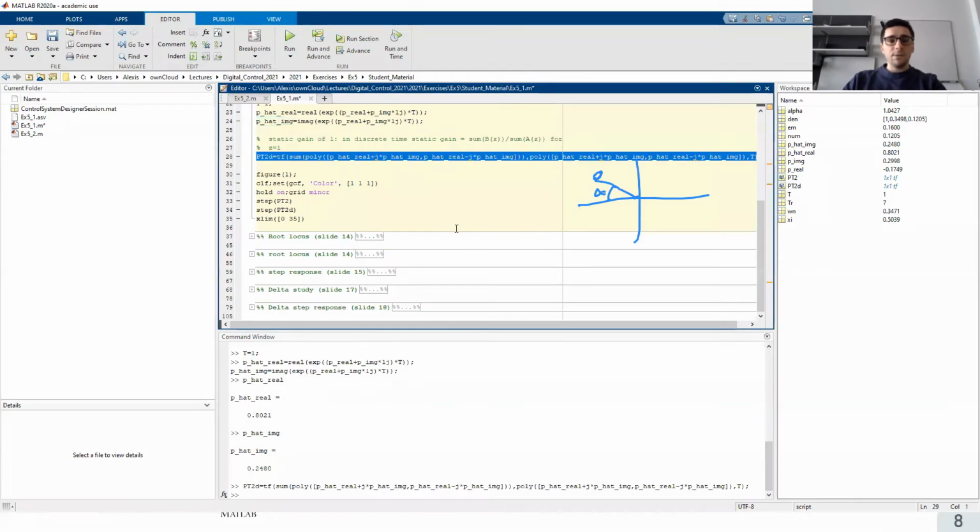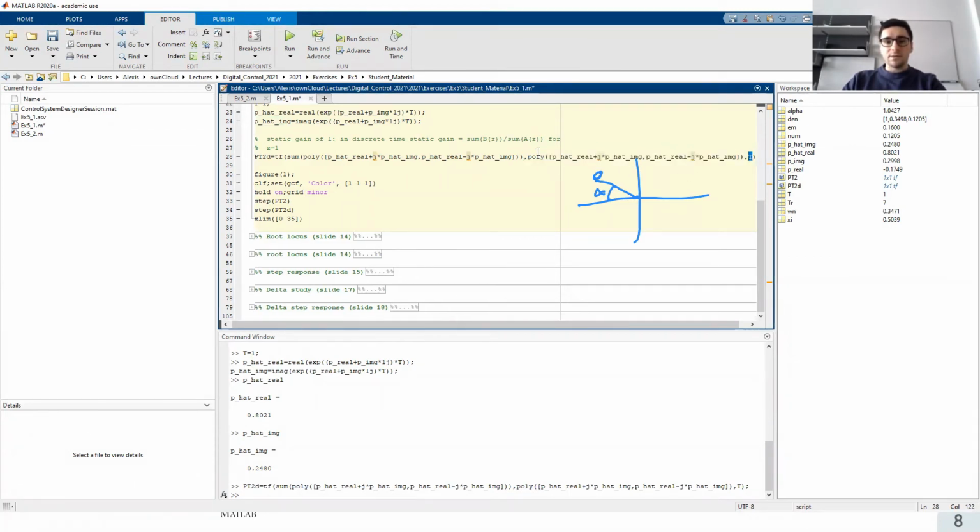And then I design my PT2D, so means in discrete time. Here you can recognize that the polynomial used is just the polynomial where the roots are the real part plus the imaginary part, or real part minus the imaginary part. This is my sampling time. And here this is just the sum of the coefficients of the denominator polynomial, so that we're sure we have unit static gain.